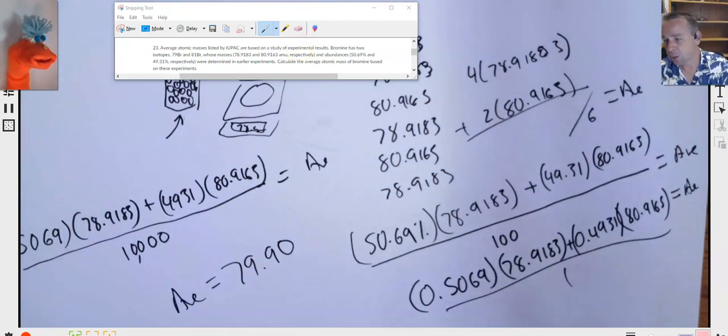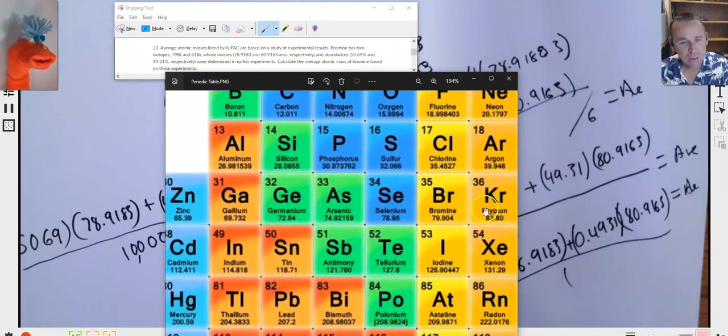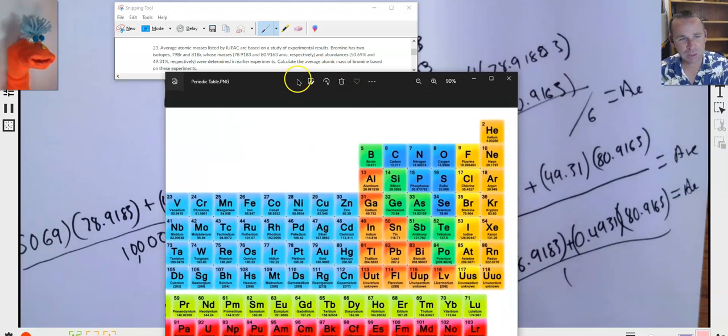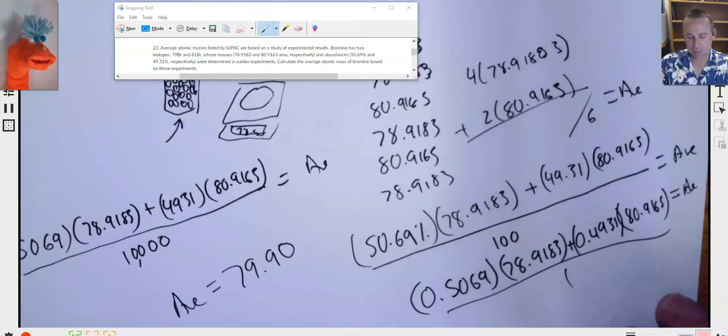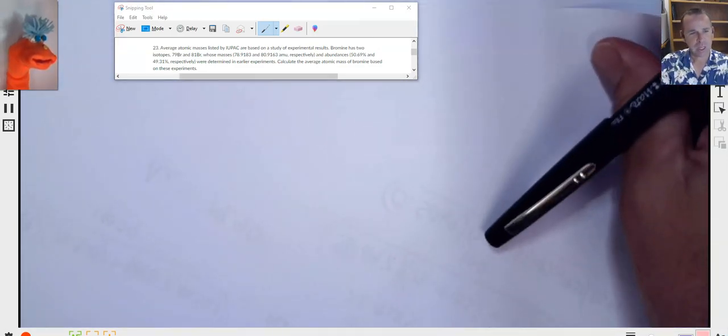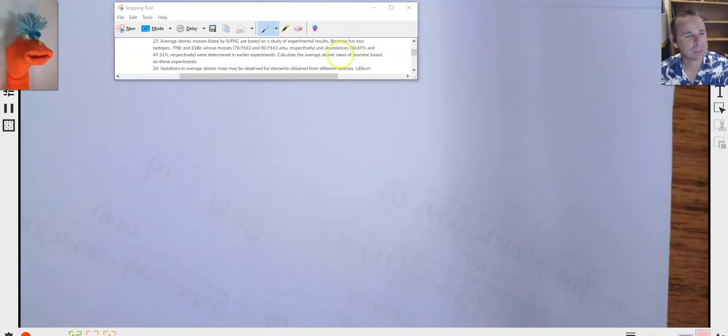Now, I can look and see how that compares to the actual average mass of bromine here. It is 79.90. So the batch that we had here was what you would expect to see in a large natural sample. Okay. Moving on. So hopefully you got a feel for how to do those ones.